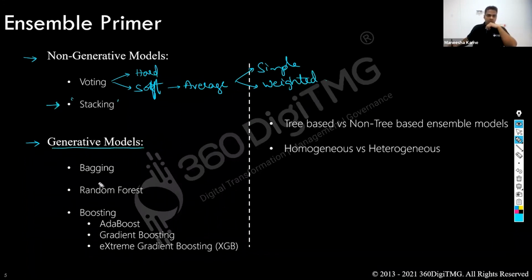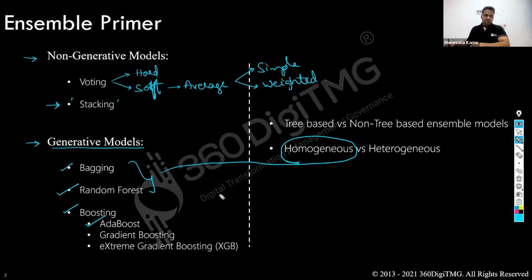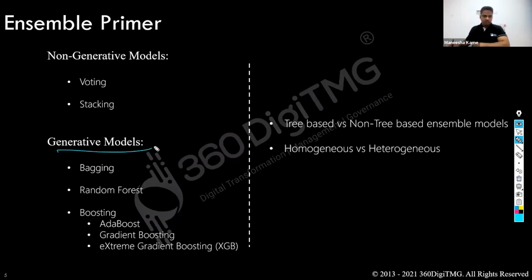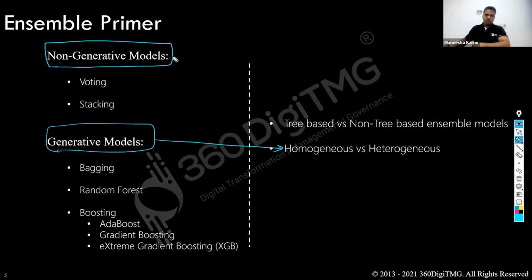When it comes to generative models, we spoke about bagging, random forest, and boosting. Within boosting, we discussed AdaBoost. These are homogeneous in nature. For that case, even boosting would be homogeneous. Or let me put it this way, generative models are homogeneous in nature. Non-generative models are heterogeneous in nature.